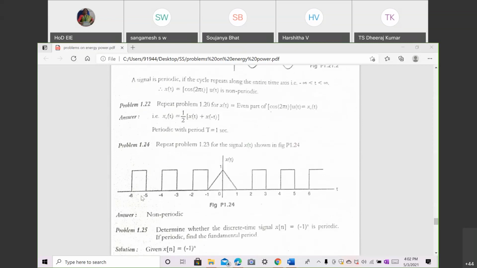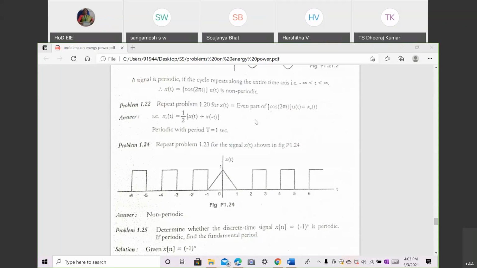Next, we'll see another x of t signal they have given. Even part of cos 2 pi t into u of t equals xe of t. Here they have given the even part of that cos function, and that is xe of t. We know that the even part equation means xe of t equals 1 by 2 within brackets x of t plus x of minus t. We calculated the even component and odd component equations earlier, and we have used this equation.